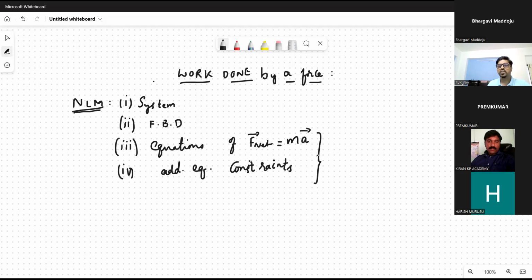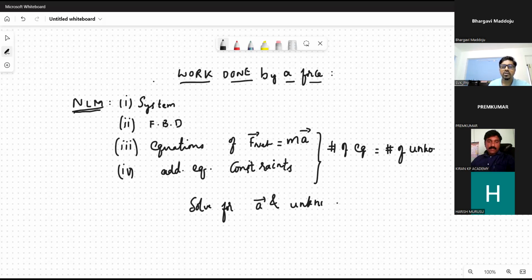Once I have a sufficient number of equations, you make sure that the number of equations equals the number of unknowns. Then you solve them. Solve for accelerations and unknown forces. Some of the forces could be unknown. So this is a method given by Newton. This is a standard method of solving any question using mechanics.